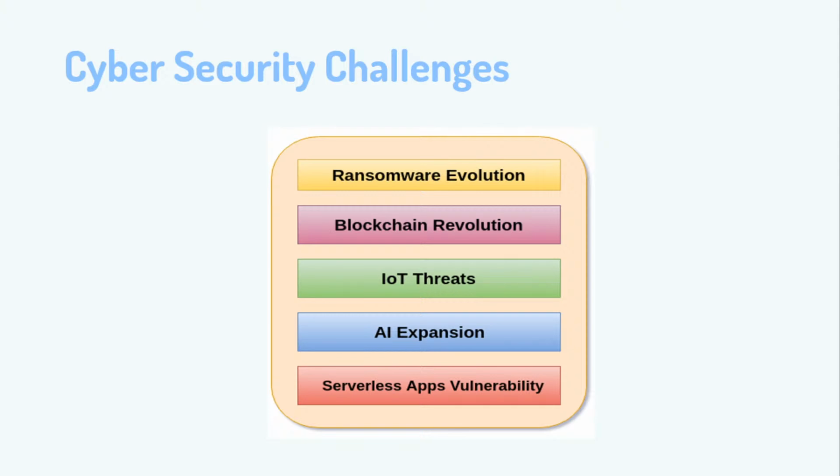Then cyber security challenges, like ransomware. I think most of you know about the ransomware virus. It can attack ATM machines like that. Then the blockchain revolution, which is one of the important ones. Within the next 10 years we will all use blockchain technology only, because it is the most secure and most efficient. But it has some drawbacks, like transaction speeds. I hope within 10 years they will fix that. Then IoT threats, AI expansion, and serverless apps vulnerability.